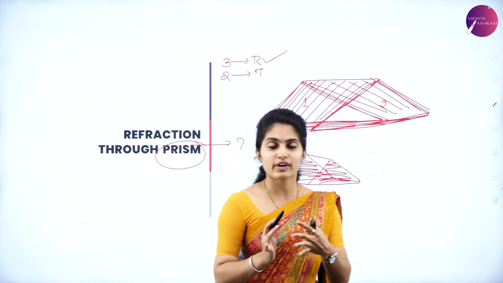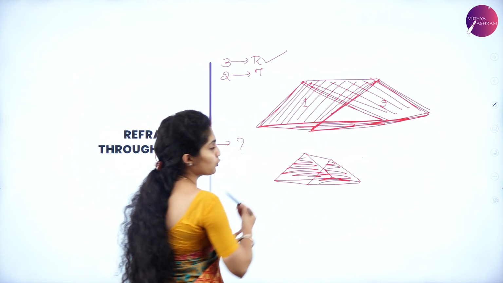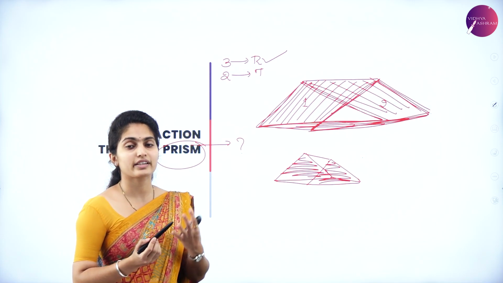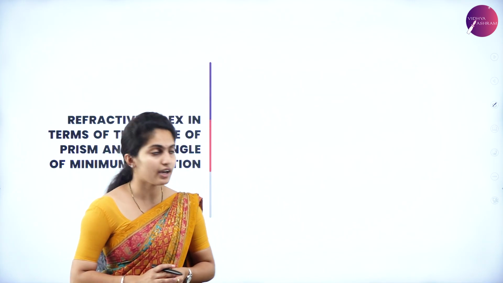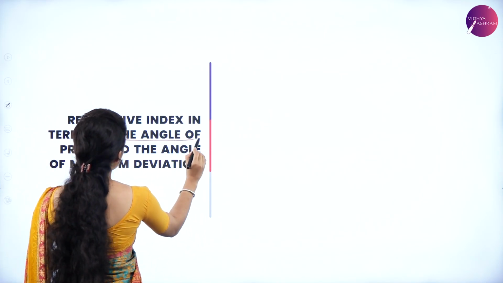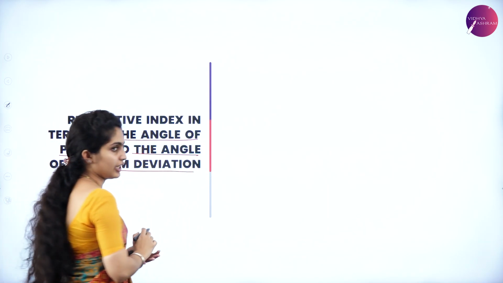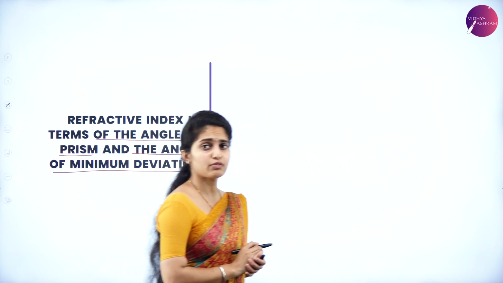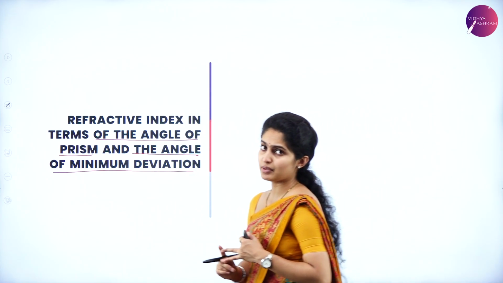So what is the refracting face? Where exactly is the refracting face? These sides, that is the 1 and 2 faces, are the refracting surfaces of the prism. Having this concept, we have to deal with the refractive index in terms of the angle of prism and the angle of minimum deviation.